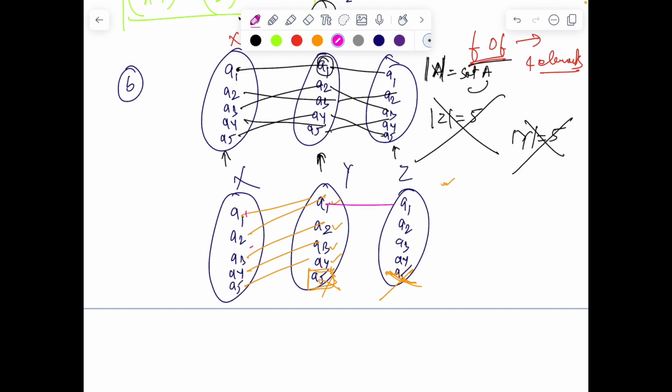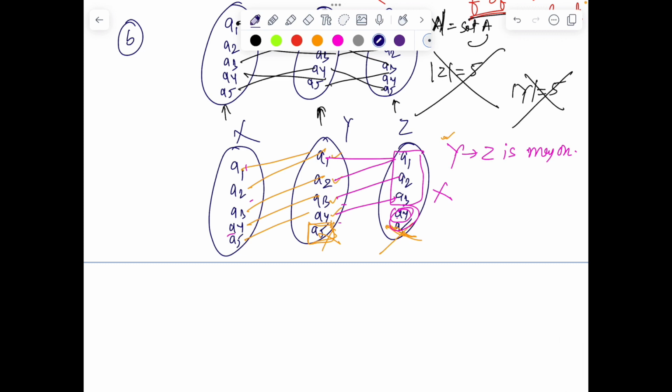Okay. So a1 will be mapped to a1. a2 is also mapped to a1. So if I make a2 map to a1, a3 is mapped to a2, a4 is mapped to a3, and a5 if I don't map. So of course here a4 is left. So it's not possible that the function from y to z is many-one. That's not possible, because if it is many-one, again the number of elements in the range is 3.